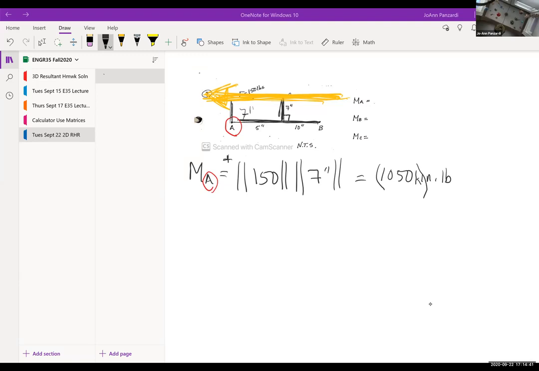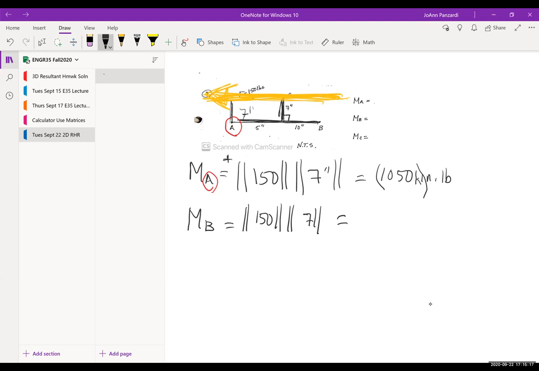Okay, so now I'm trying to find the moment about point B. It's the absolute value of the force, 150, times the absolute value of the perpendicular distance. And now, Eric, what is the perpendicular distance from the force to point B? 7 inches. Okay, is the moment positive or negative? Put your fingers in the direction of the force. Put your palm facing point B. And do you get a positive or negative? It's positive.